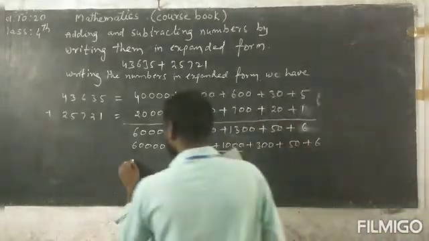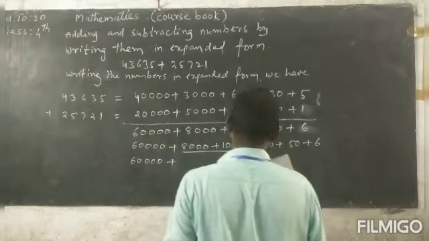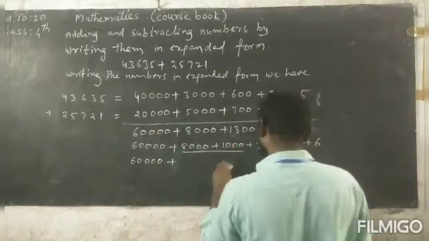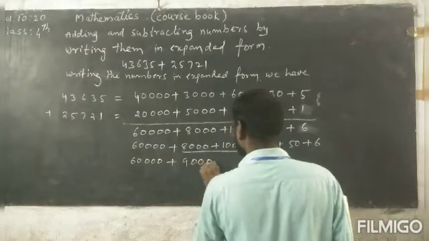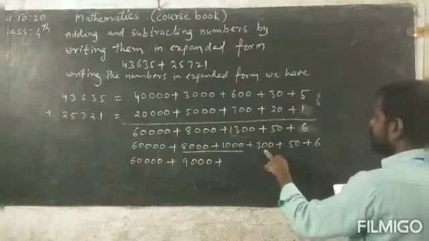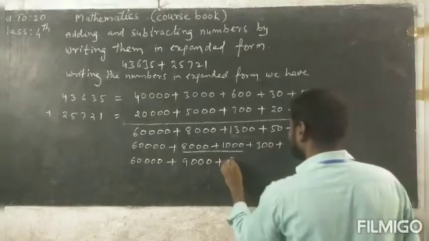Now here, 60,000, 8,000 plus 1,000, 9,000. Look at the blackboard. See here, 300 plus 50 plus 6. Total 356.